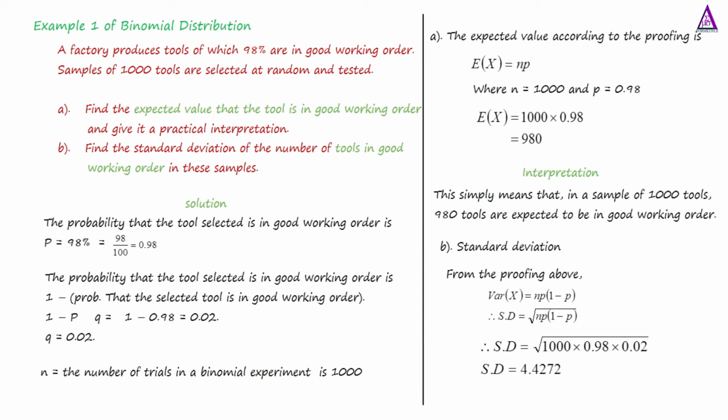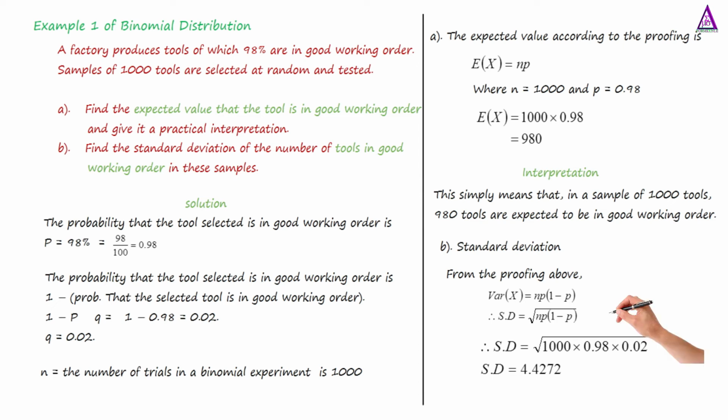Solution to question A. The expected value according to the proving is expected value of x equal to np, where n equal to 1000 and p equal to 0.98. So therefore, the expected value is 980. Interpretation. This simply means that in a sample of 1000 tools, 980 tools are expected to be in good working order. Standard deviation. From the proving above, variance of x equal to np into bracket 1 minus p.